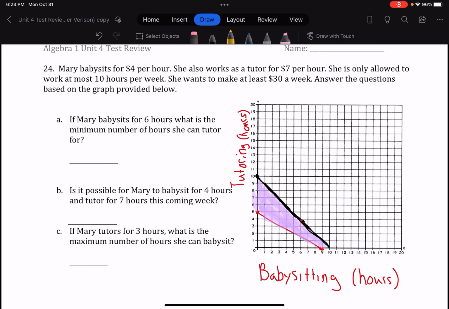Mom, so guys, that is me, baby. Sorry, guys, my kids are talking to me. But she wants to make at least $30 a week. So the shaded region, we're about to go Halloween.